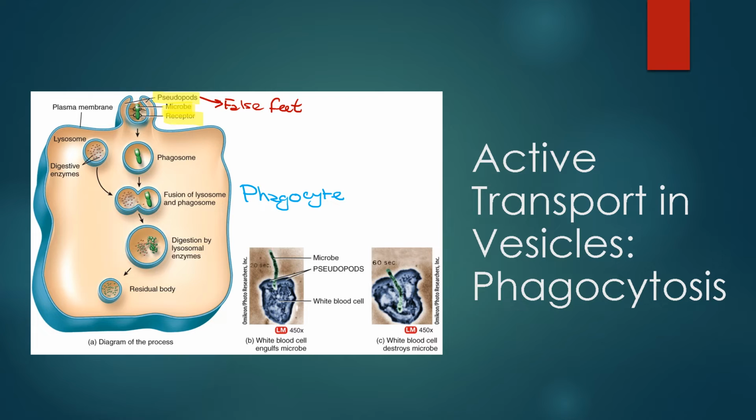Now once a vesicle has been created around this microbe, we call it a phagosome within phagocytes, but it's just a vesicle containing whatever was phagocytized. After we have that vesicle, pretty much the same process happens that we just discussed in the last slide, where we have a lysosome with those digestive enzymes in it. It fuses together, digests everything, and then pretty much the cell uses whatever small materials were digested by the enzymes.